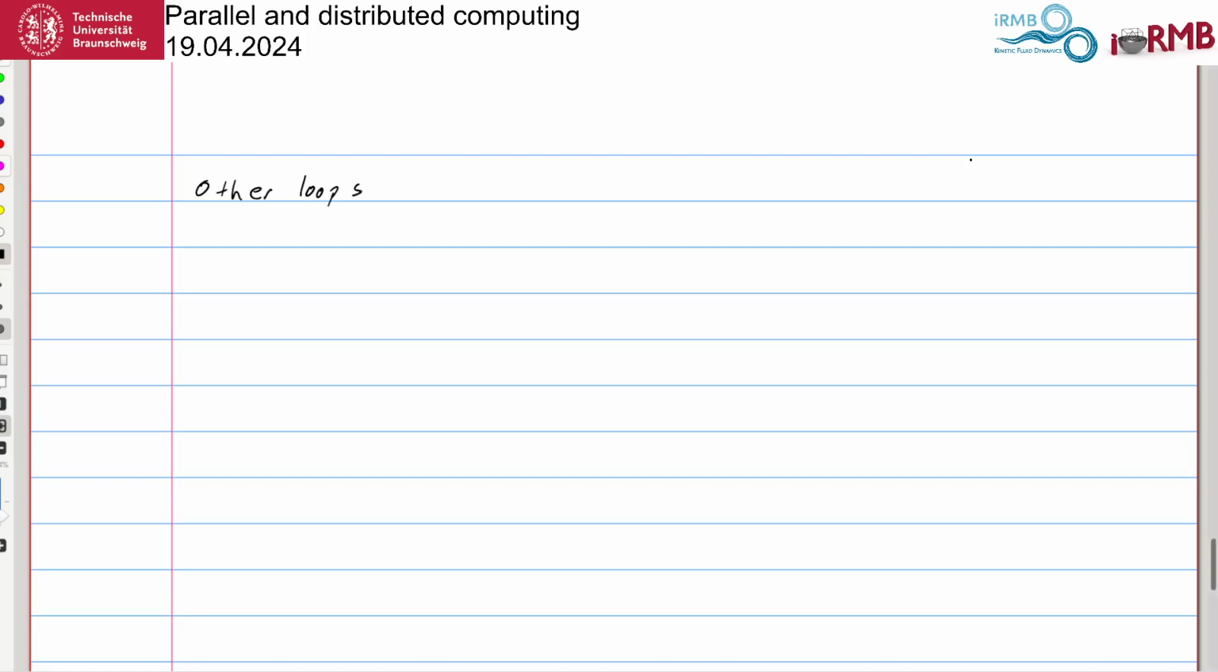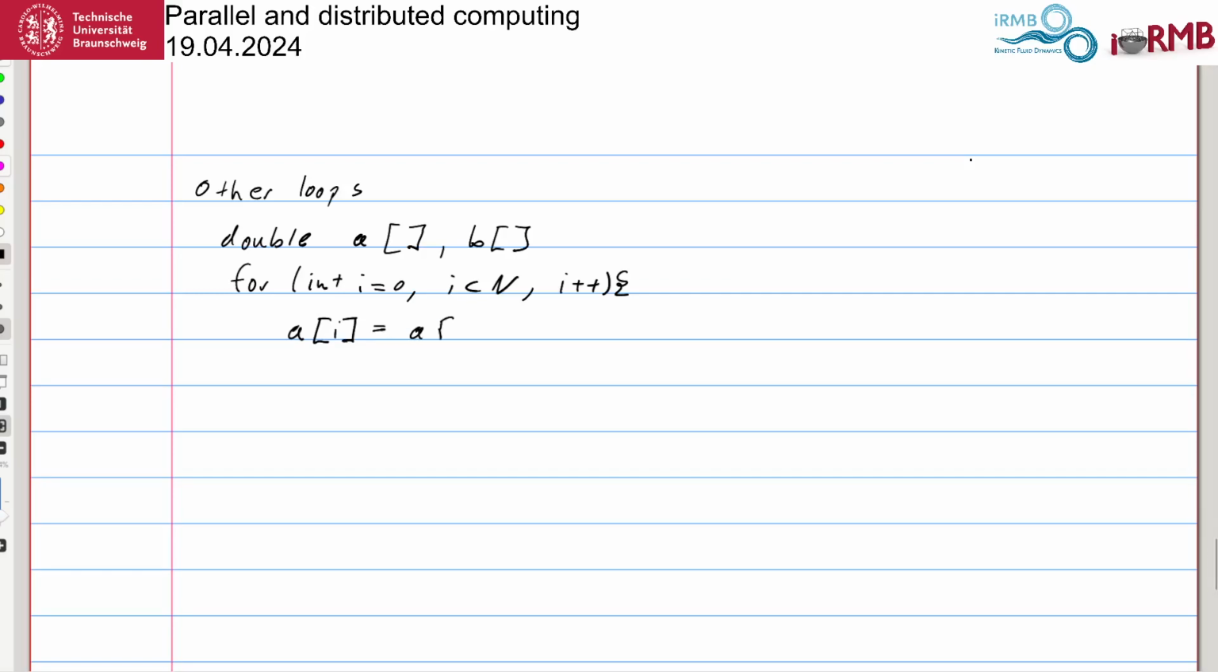Other loops. Okay, let's look at, for example, this loop here. So we have double A, now we have 2 of them: double A and B. Say we have a loop for the integer i equal to 0, i smaller than n, and i plus plus. The operation that we do is A[i] is equal to A[i] times B[i].